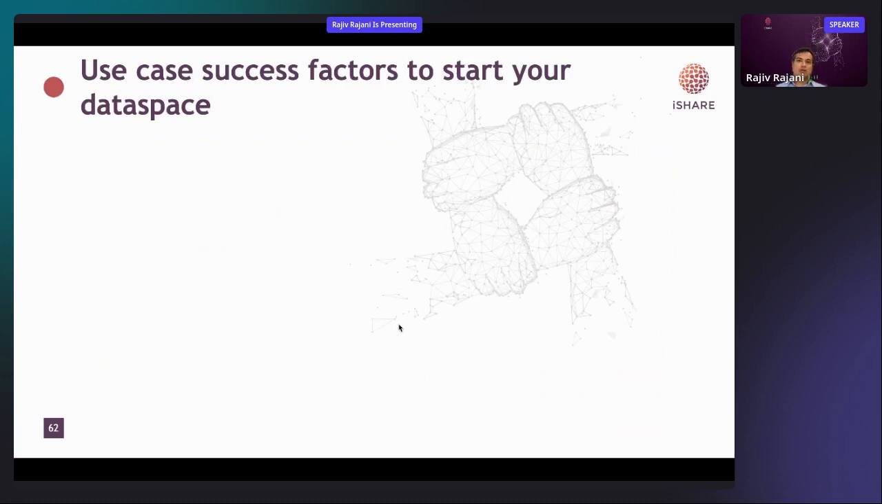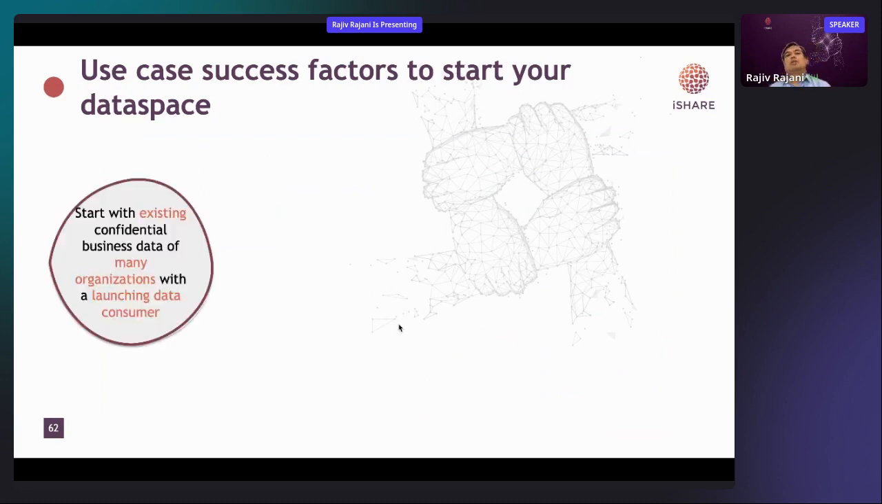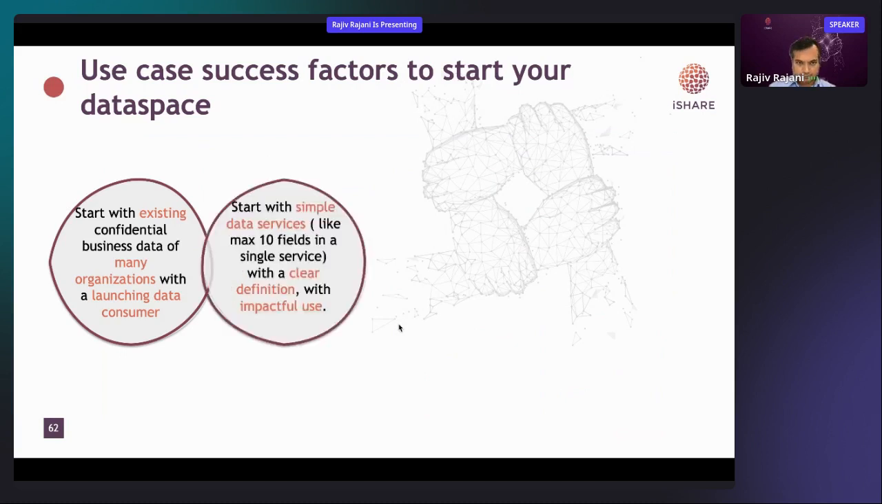So what do you need in order to get started today with the implementation of iShare and creation of your data space? Well, what you can do is start with an existing business use case where at least more than one organization is involved, and use that as the starting point. So bring together some organizations with whom you can actually start your data space by determining what the use case could be, what the agreements would look like, and things like that.